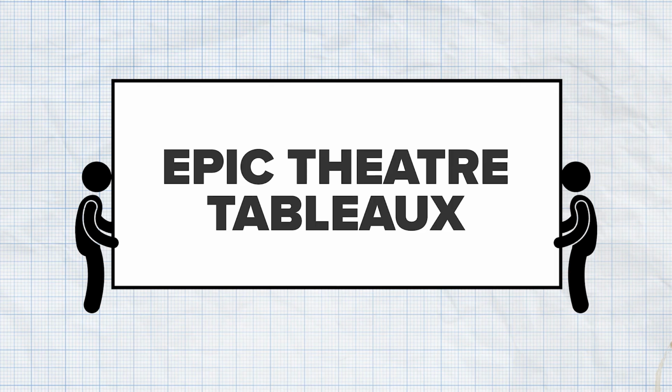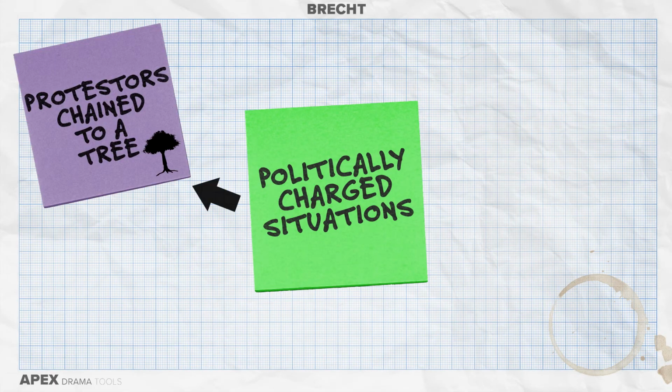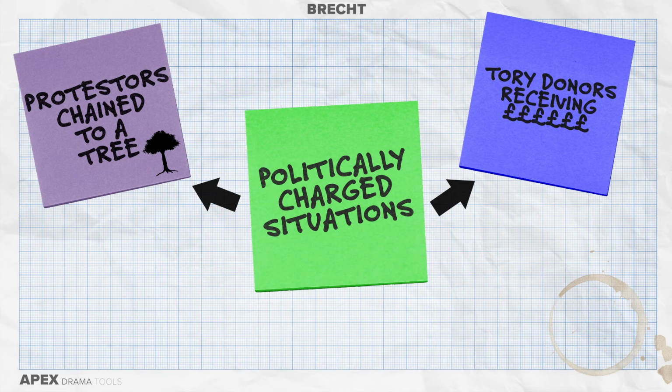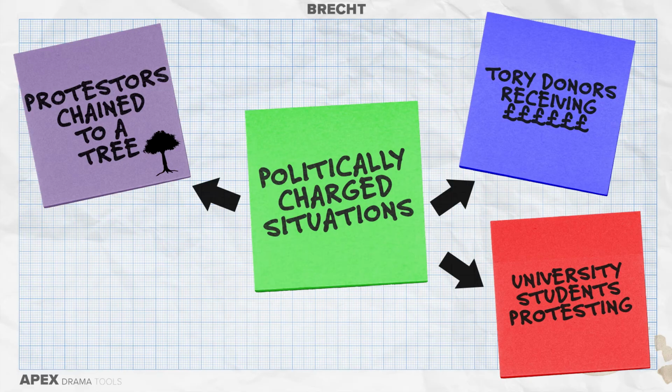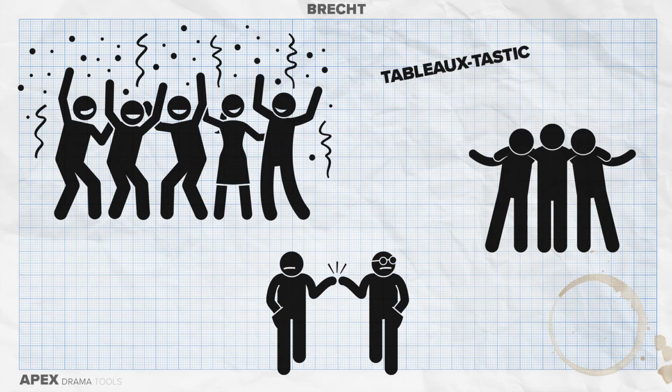Epic theatre tableau. Prepare a list of politically charged situations that involve people. Some ideas include a group of protesters chaining themselves to an oak tree set for destruction by property developers, or perhaps a syndicate of Tory donors receiving a multi-billion-pound NHS contract, or a group of university students protesting an issue on campus. Divide the group into smaller numbers and have them create these images quickly. They need to be accurate, economical, simple, and precise. This exercise is delving into Gestus, as well as the themes and focuses of epic theatre.